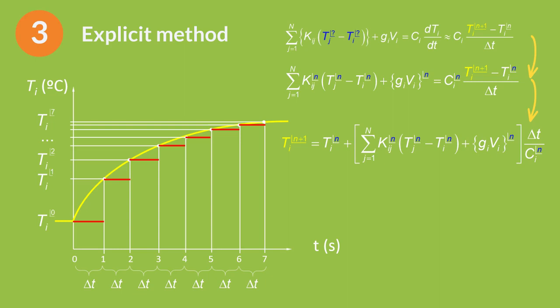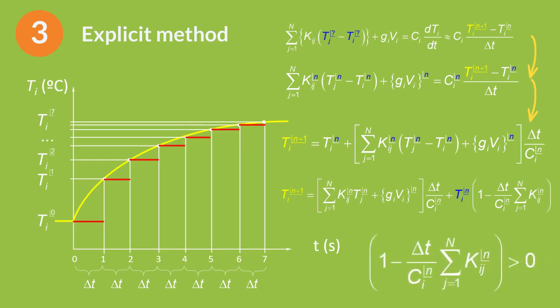The name of this method is explicit because the unknown, which is the temperature at time n plus 1, can be explicitly calculated from the known temperature at time n. In this way, it is not necessary to solve the system of equations at every instant. The temperatures of all the nodes can be calculated one by one at instant n+1. This represents an advantage if we want to make a program that solves the transient regime. Grouping the terms that multiply the temperature of node I at time n, the term multiplying the temperature at instant n can be isolated.